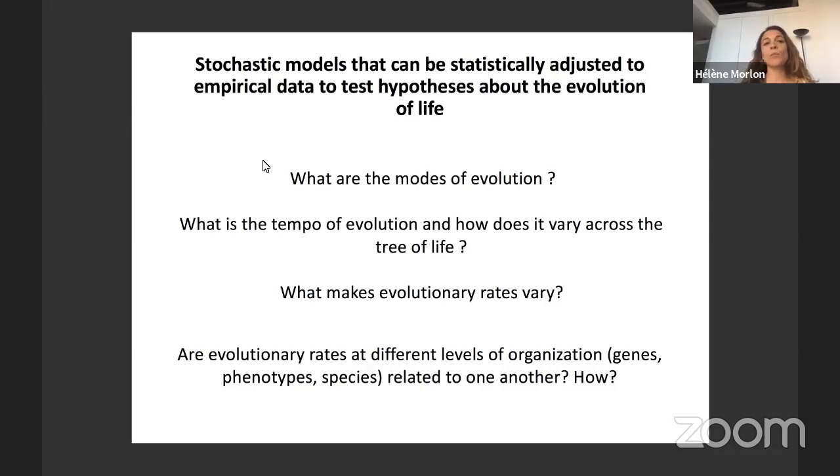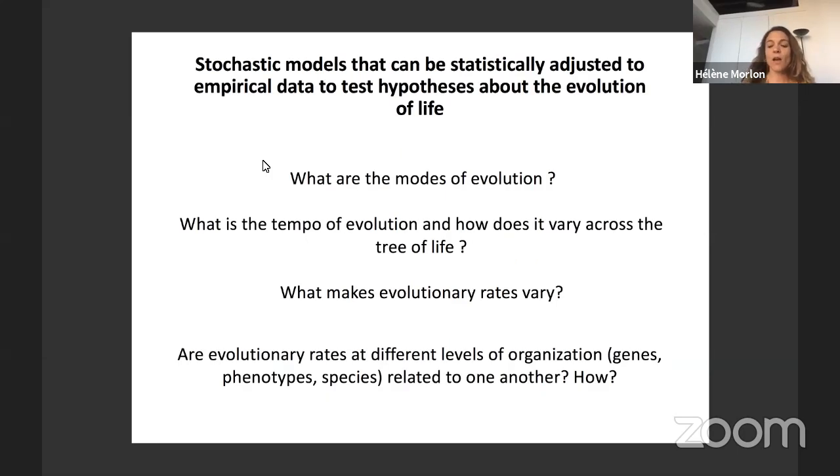have some stochastic models that allow us, by adjusting them to the data, to answer questions such as what are the modes of evolution, what is the tempo of evolution, the speed of evolution, how does it vary across the tree of life, what makes evolutionary rates vary, and are evolutionary rates at different levels of organization related to one another, and how. So the different levels of organization that I'm going to talk about are genes, phenotypes, and species.